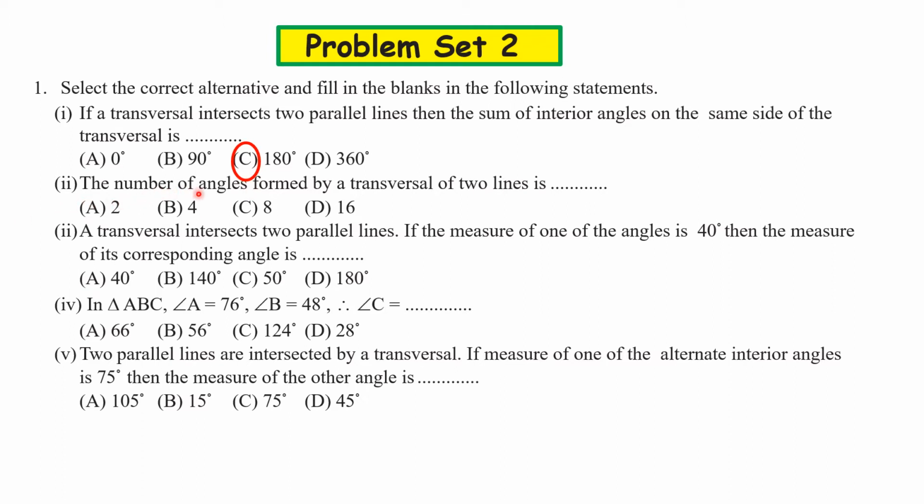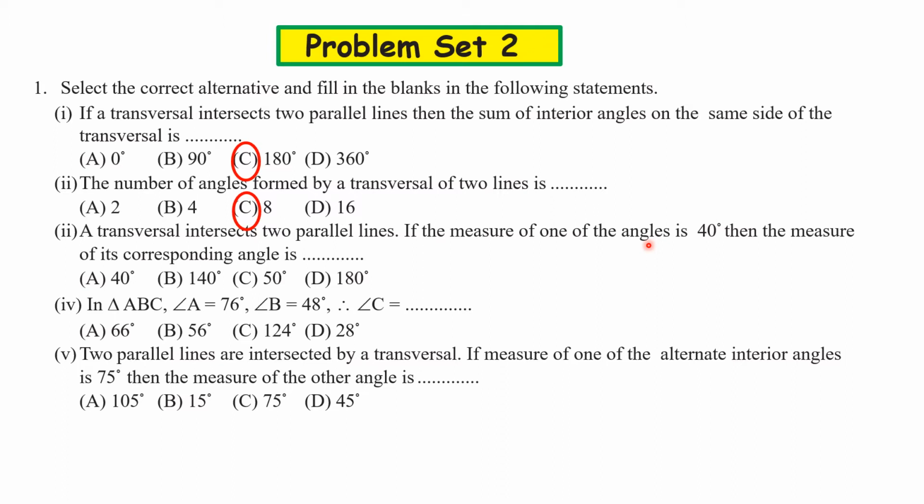The number of angles formed by the transversal of two lines. At one line there are 4 angles and at the other line there are 4, which means a total of 8 angles. Therefore the answer is C.